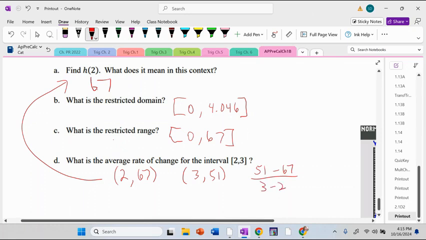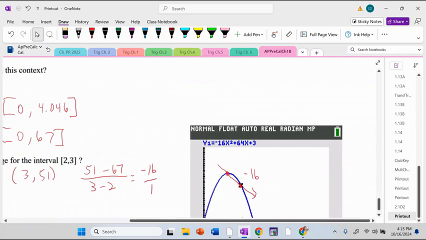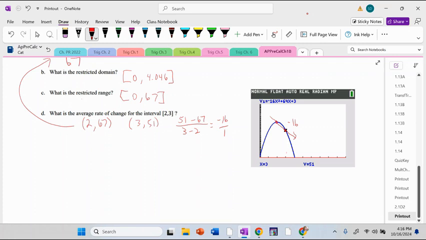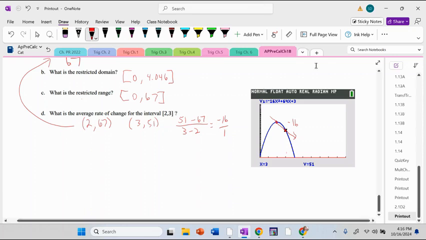And I hope I calculated this right the first time. 61 is 10, and then 6 more, but this is negative. So that is the average rate of change. Now, what does that mean? It means, in context of this question, that from 2 seconds to 3 seconds, this dropped 16 feet. So that's the average rate of change from 2 to 3 seconds. Okay, and that makes sense. It's literally the slope of this line connecting 2 comma 67 and 3 comma 51.